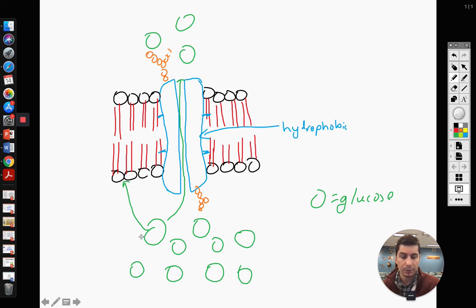Again, simple diffusion, we're moving from high to low concentration. Facilitated diffusion, same thing, high to low concentration. Simple diffusion, we do not need energy. Same thing for facilitated diffusion, we do not need energy. The difference here is that simple diffusion moves our particles right through the phospholipids because they are small and nonpolar. Facilitated diffusion is going to move them through a protein because they are large or they are polar.